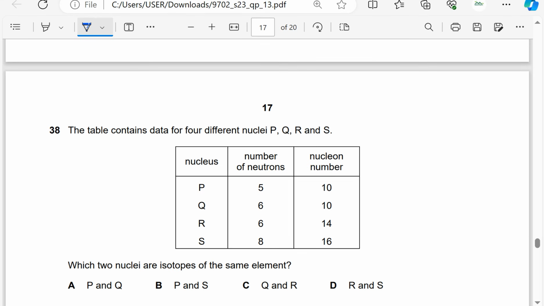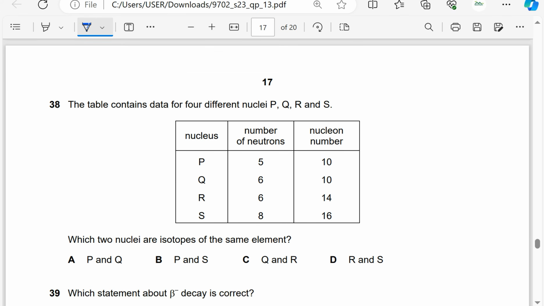Here comes particle physics. The table contains data for 4 different nuclei, P, Q, R, and S. Nucleus, number of neutrons, nuclear number. Which 2 nuclei are isotopes of the same element?